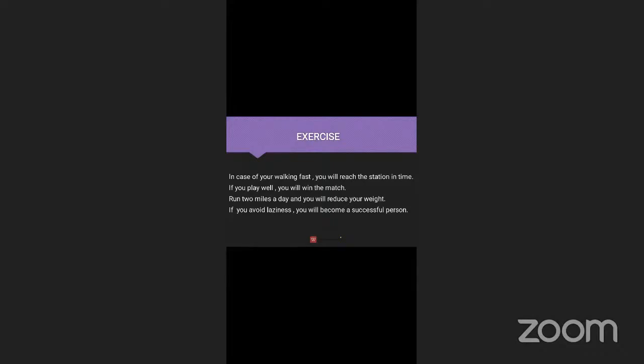In order to change that complex sentence into a simple sentence, we have to use two phrases. In case of your avoiding laziness, you will become a successful person, or in the event of, any one of these can be used. Then we can go to the compound sentence. When we write the compound sentence, we need one main clause in the beginning. So avoid laziness and you will become a successful person, and is used there.